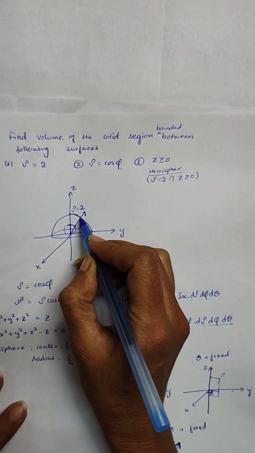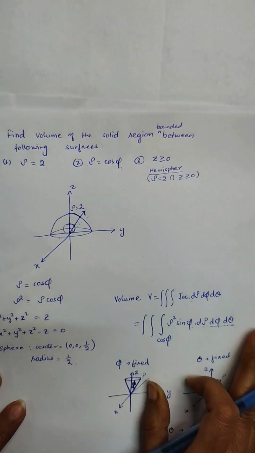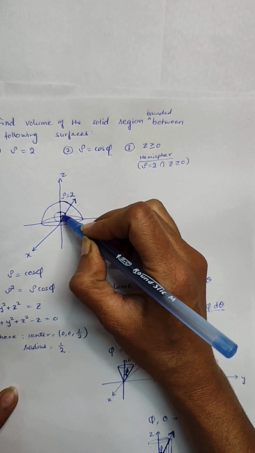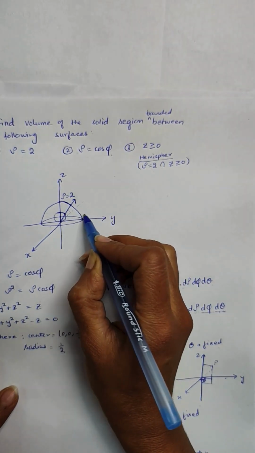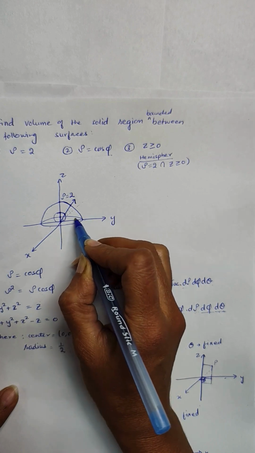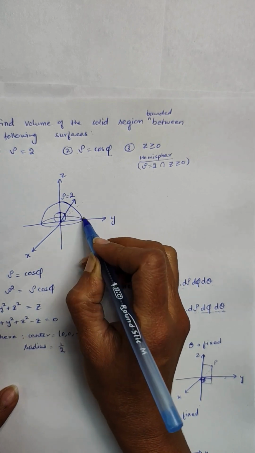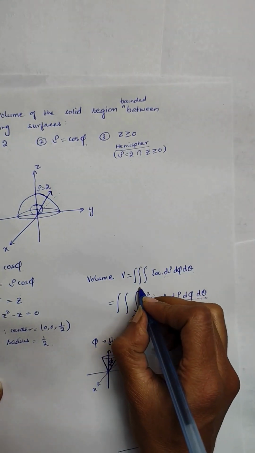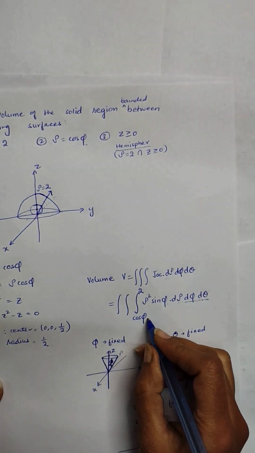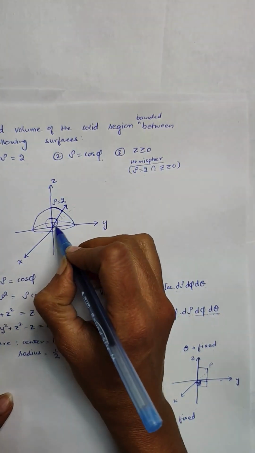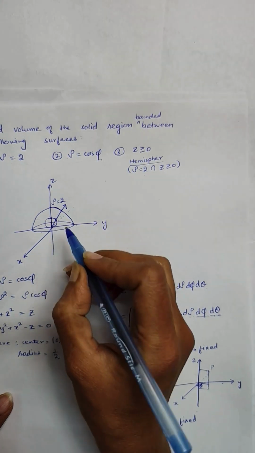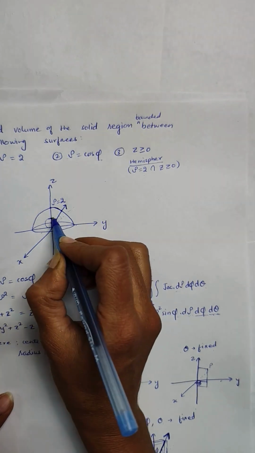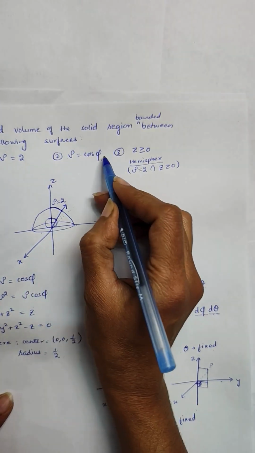The upper limit is always constant and it's equal to rho equal to 2, because every ray we draw starting from the origin through this region of integration will always leave the region through this surface whose equation is rho equal to 2. So the upper limit for rho will be 2 and the lower limit is cos phi, because every ray which passes through this region will enter the region of integration through this curve whose equation is rho equal to cos phi.